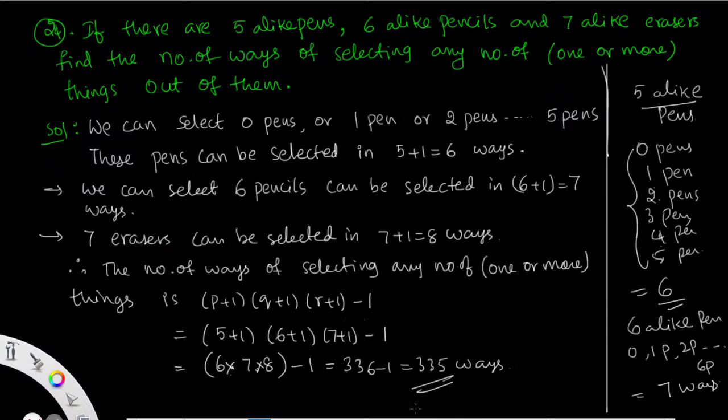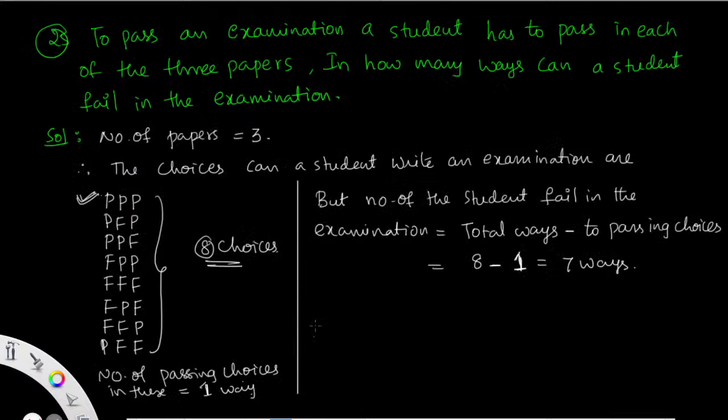So that is question number 24. Then go to question 25. To pass an examination, a student has to pass in each of the 3 papers. In how many ways can a student fail in the examination? So the question gives that the number of papers is 3. To pass an examination, a student has to pass in each of the 3 papers.